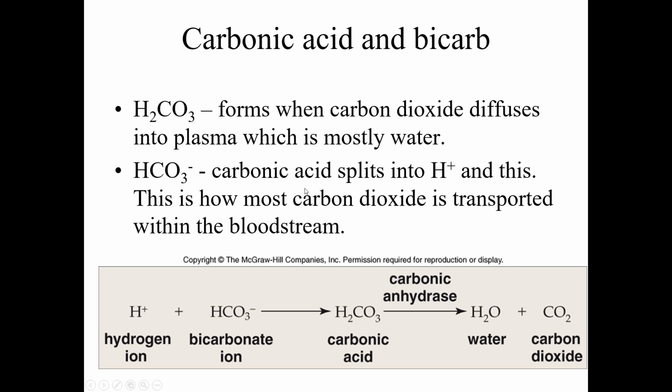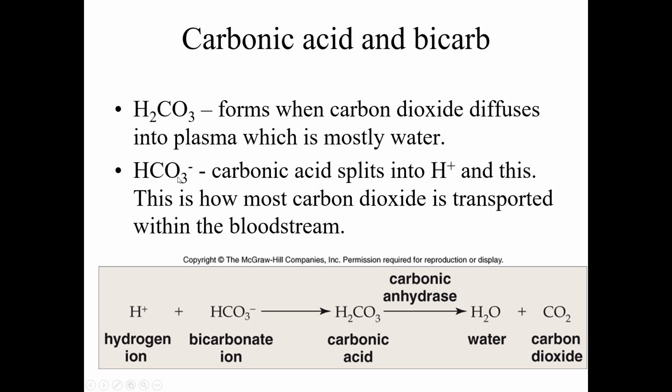Carbonic acid. It's H2CO3. Now, I mentioned earlier, when carbon dioxide mixes with the water in your blood plasma, it creates carbonic acid. Remember that acids have a pH less than 7, so when you accumulate too much CO2, like let's say you hold your breath for a long time, you start to drop your blood's pH because you generate more of this carbonic acid. Now, carbonic acid is not a very stable molecule, so it tends to dissociate into hydrogen ion and bicarbonate ion.